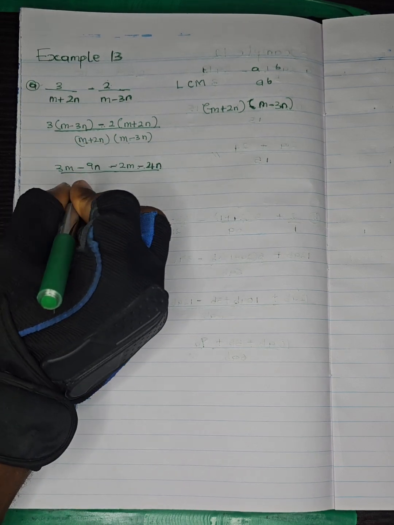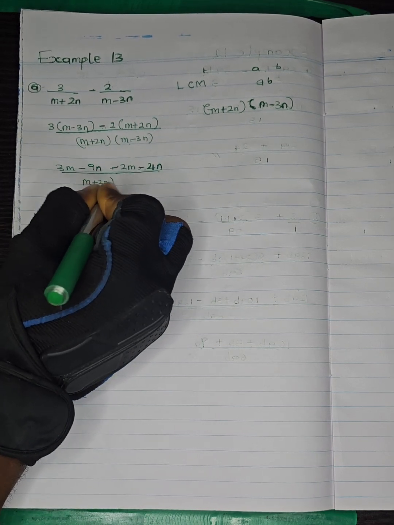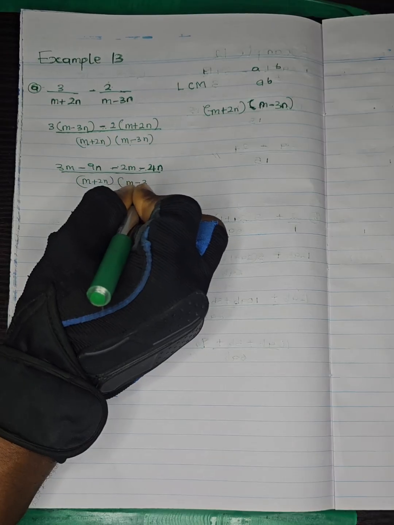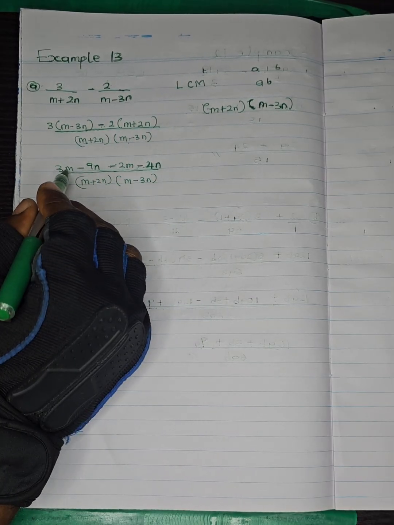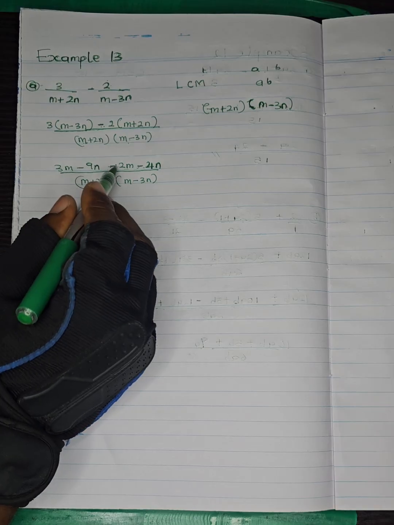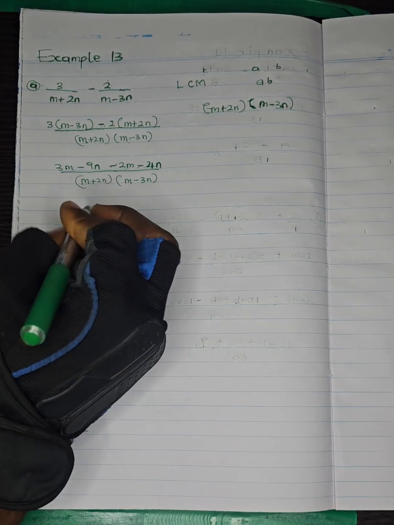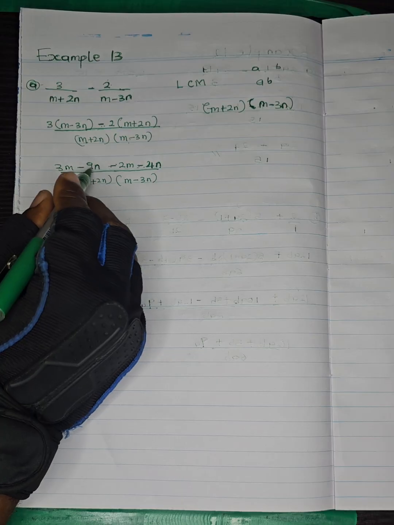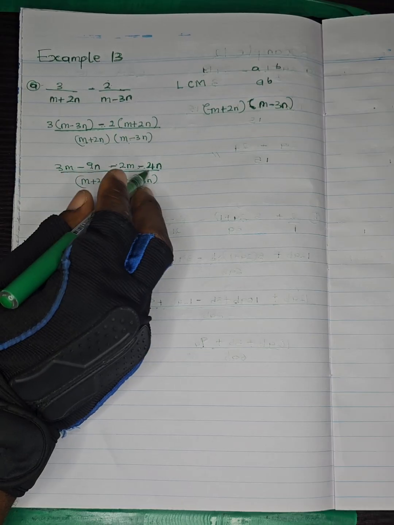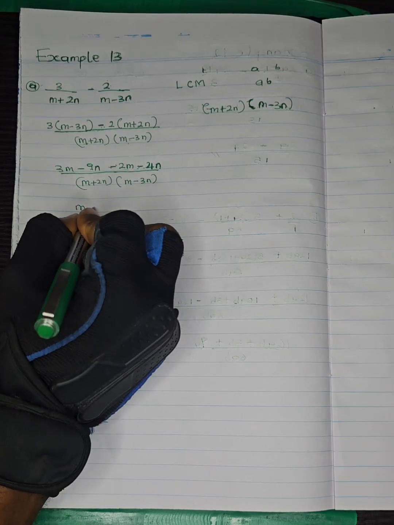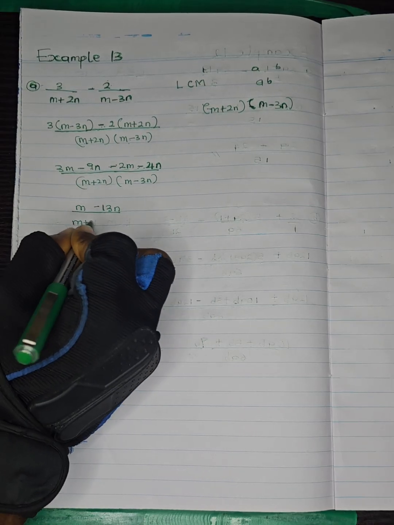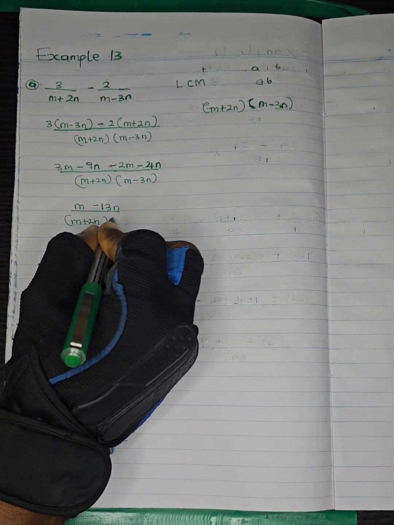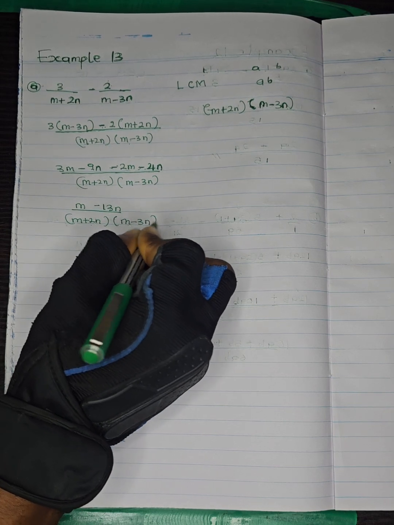So this still remains m plus 2n, m minus 3n. Let's look at what we have in common here. This is 3m and this is minus 2m, so when you solve for it, it will become m. Here, minus 9n minus 4n will give you what? Minus 13n, all divided by m plus 2n in bracket m minus 3n. This is your final answer. See how simple it is.